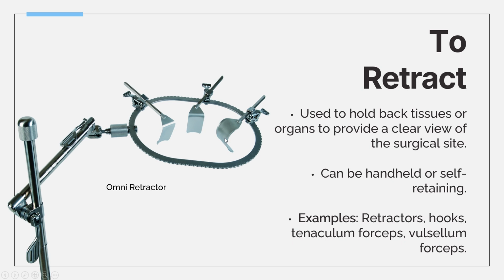The next one are instruments that retract. So retractors are used to hold back tissues, such as skin or organs, to improve access to the surgical site itself. So after you cut into a patient, you need something to hold the skin from closing in around the surgeon's tools. So you use a retractor to keep consistent access of this surgical site. An example I've shown here is an Omni retractor.